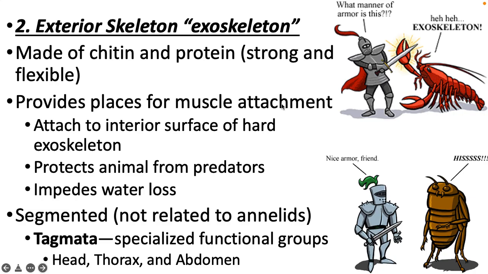Another thing that they have is an exterior skeleton, or an exoskeleton. It's made up of chitin and a protein, so it makes it strong and flexible. What the exoskeleton does is it provides for muscle attachment, so muscles can attach to the interior surface of the exoskeleton. We also have protection. And number three, a big one, it impedes water loss, because some of these live on land. So that crunch when you squish a bug, you are crunching that exoskeleton.